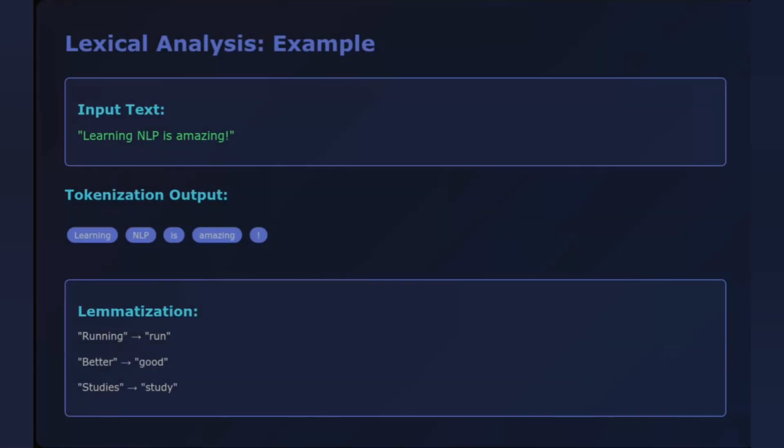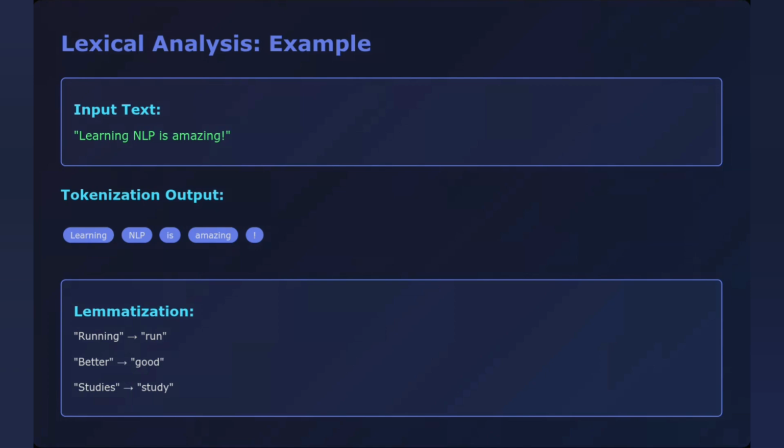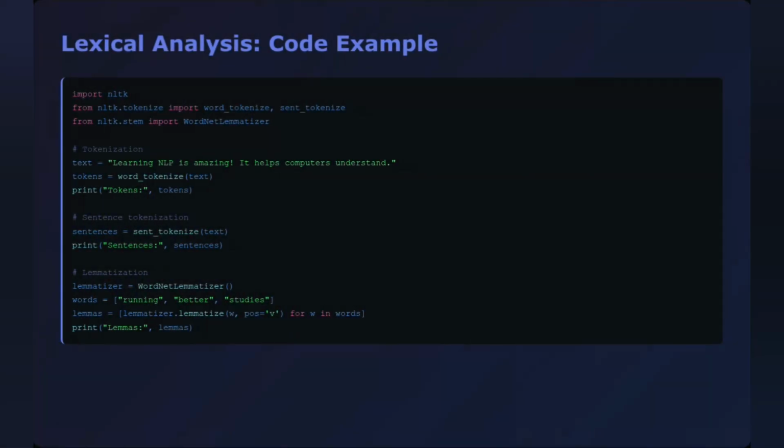Let me show you a simple example. Say we have this text. Learning NLP is amazing! The lexical analyzer breaks this into tokens. Learning, NLP, is, amazing, and even that exclamation mark gets its own token. Now let's see this in action with actual Python code. I'm using NLTK, one of the most popular NLP libraries.